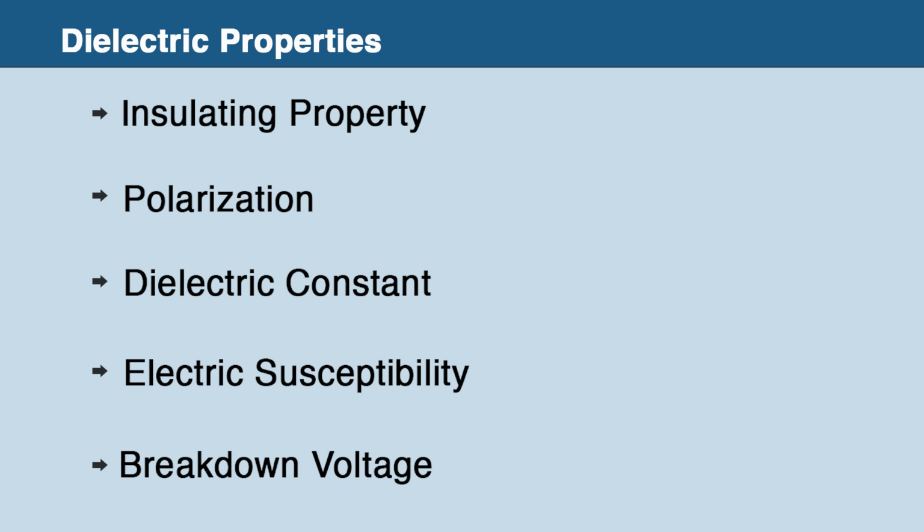The next topic is breakdown voltage. The maximum electric field a dielectric material can withstand without breaking down, meaning losing its insulating property, is called the breakdown voltage. Beyond this voltage, the material becomes conductive.